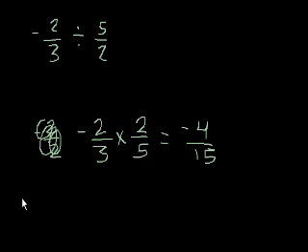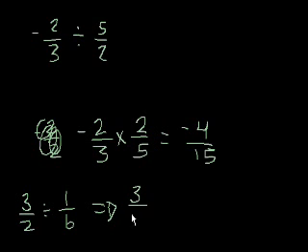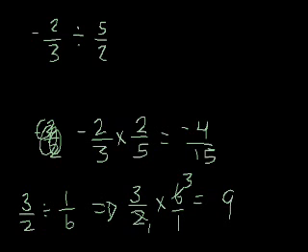What is 3/2 divided by 1/6? Well, that's just the same thing as 3/2 times 6 over 1, which equals, let's see, 3 and a 1. We just divided the 6 by 2 and the 2 by 2, so that equals 9. I think you might be getting it now.